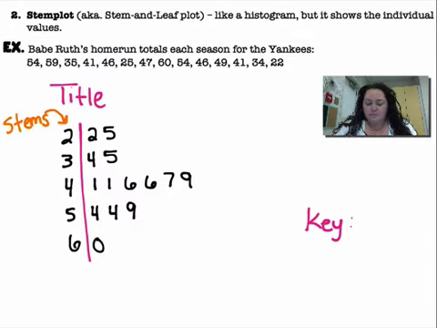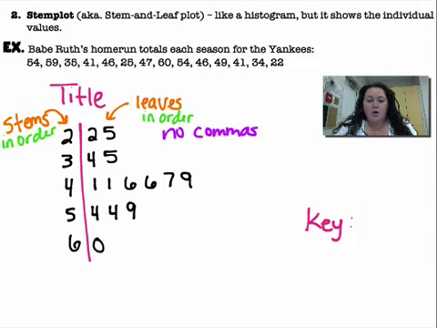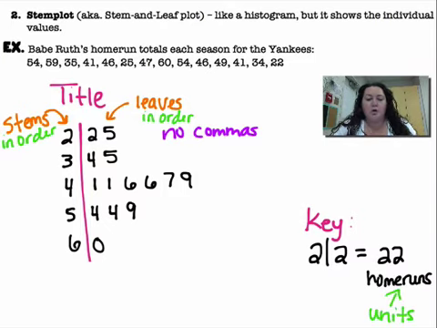My stems, these are my leaves. They need to be in order. And then no comma separating the leaves. Alright, my key, if I had 2 and then the line separating and another 2, that would mean that I had 22 home runs. Because this is talking about home runs.